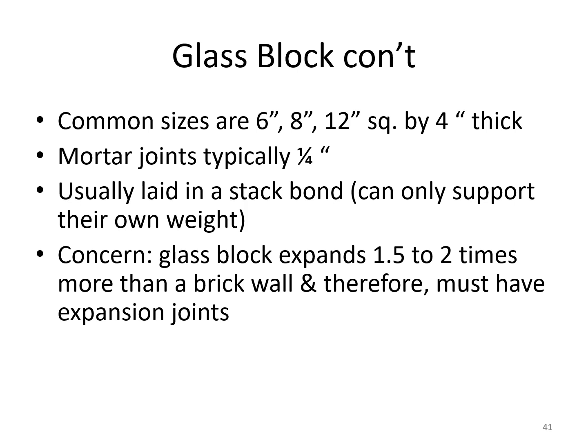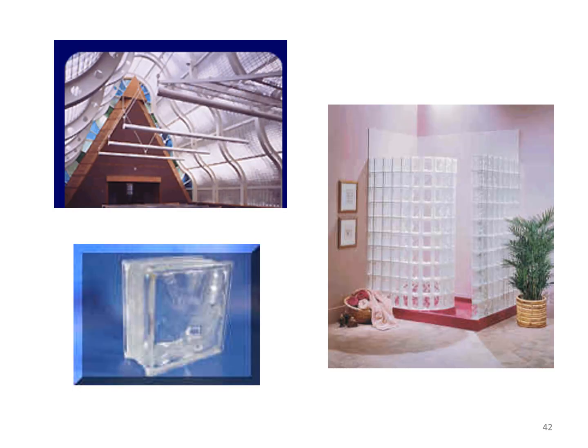So they're usually laid in a stack bond, but they can't support their own weight. The only concern with glass block is it expands 1.5 to 2 times more than a brick wall, and therefore must have expansion joints. So here's what the glass block looks like. Interior type considerations, used a lot in bathrooms and showers. There may be a little vestibule type idea on the interior, used to transmit light wherever you want to get some light in, but not be able to see. Maybe as a side light beside a door, entry door, for that type of idea.